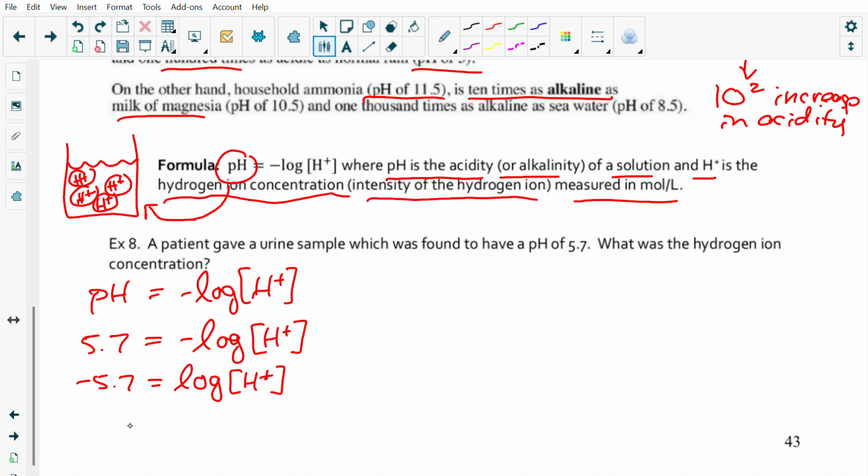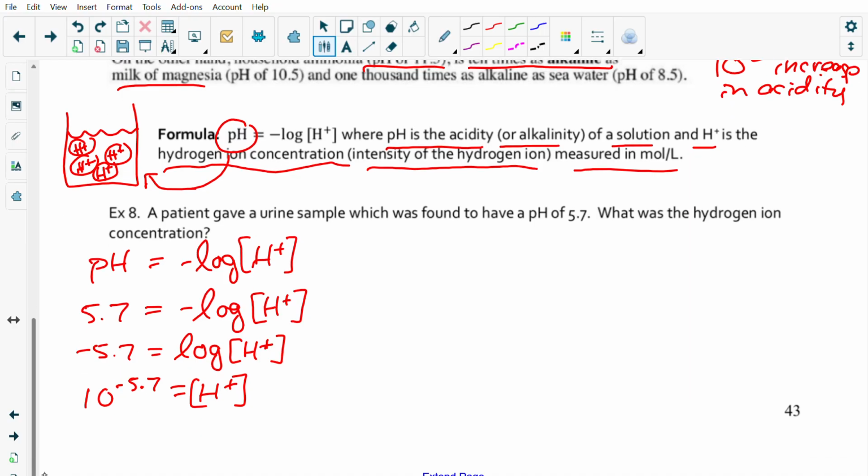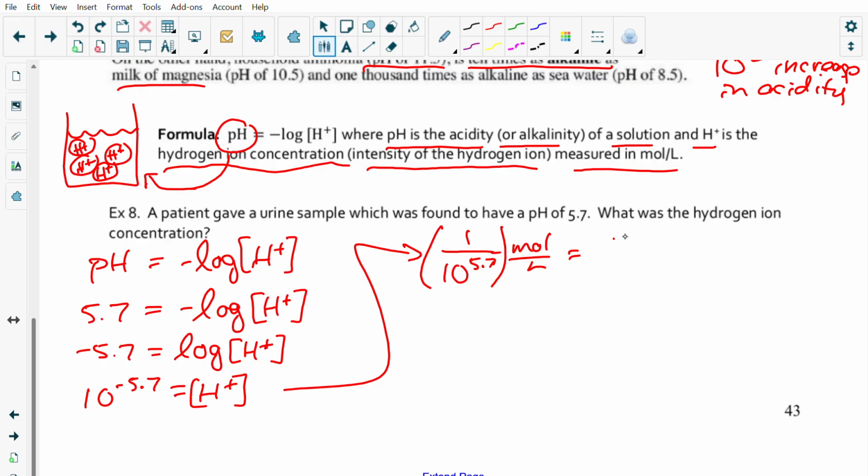Okay. Convert to exponential form, 10 to the negative 5.7 equals my hydrogen ion concentration. This, folks, 10 to the negative 5.7, let me bring it over here. That's 1 over 10 to the 5.7. So it's a very, very small concentration of hydrogen ions, right? And then this is measured in units of moles per liter. Okay. And this is my hydrogen ion concentration.